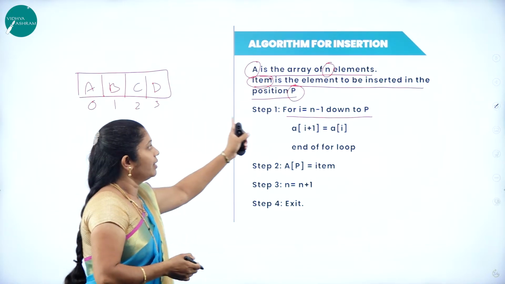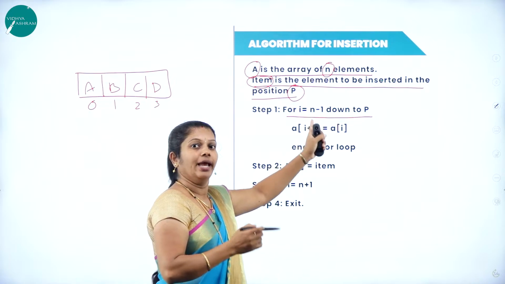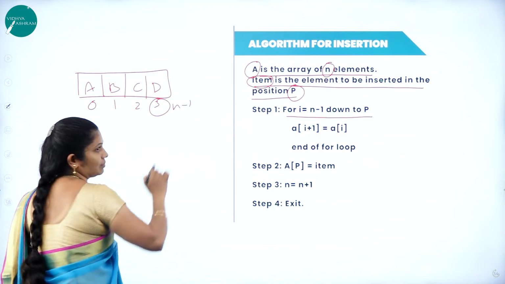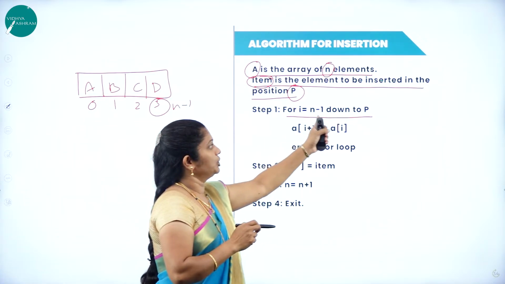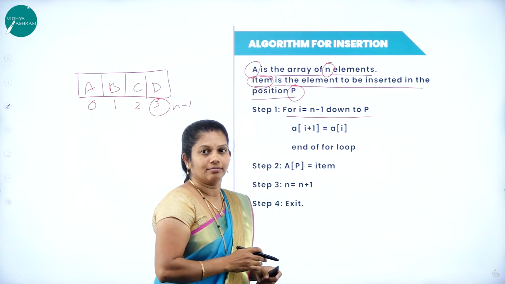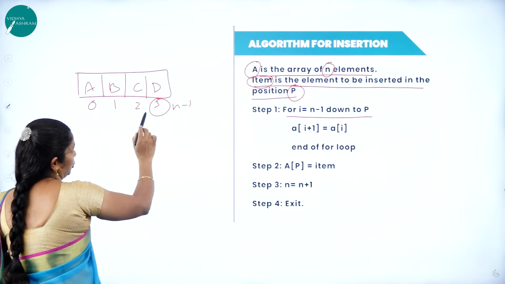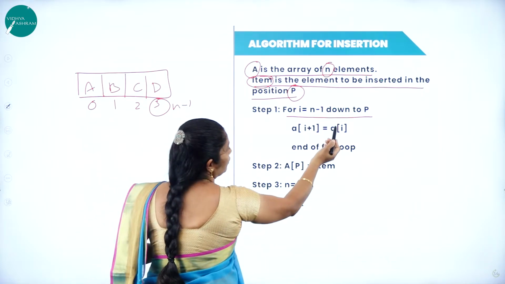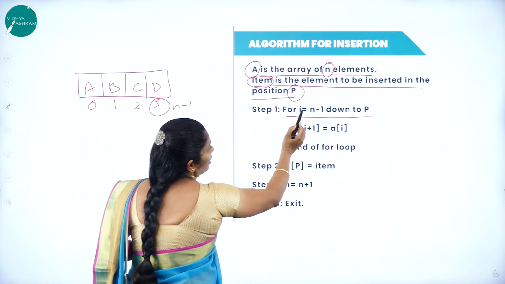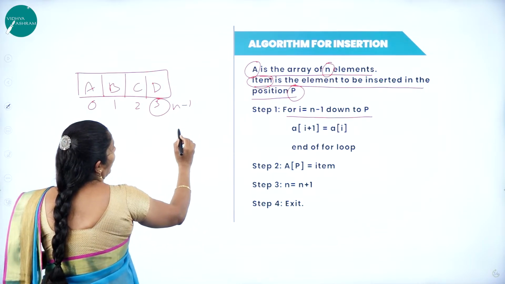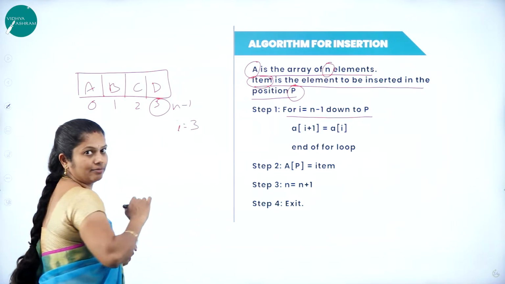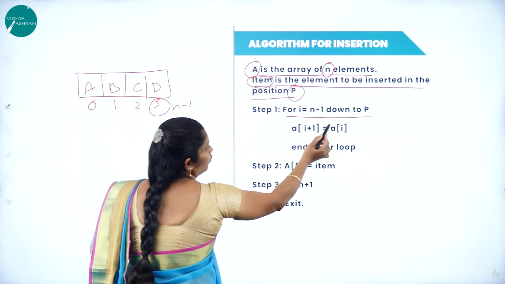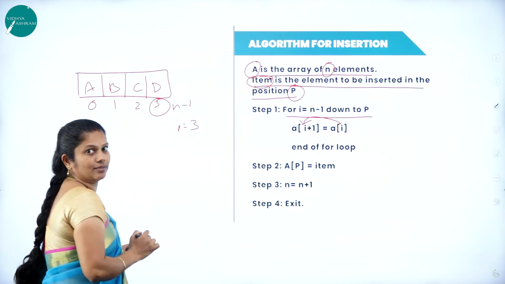That's why here we have to mention for I equals n minus 1, which represents the last position. Here it is compulsory to mention down to position. First we considered 3, then 2 and then 1. That's why we write down to position. Here for I equals n minus 1, now I represents the last position 3. What we have to do now is, A of I value will move to A of I plus 1.